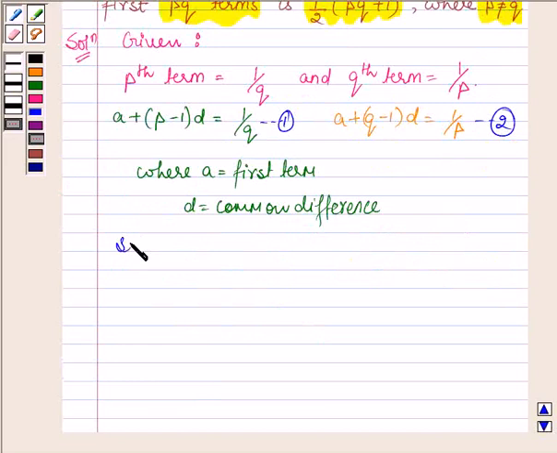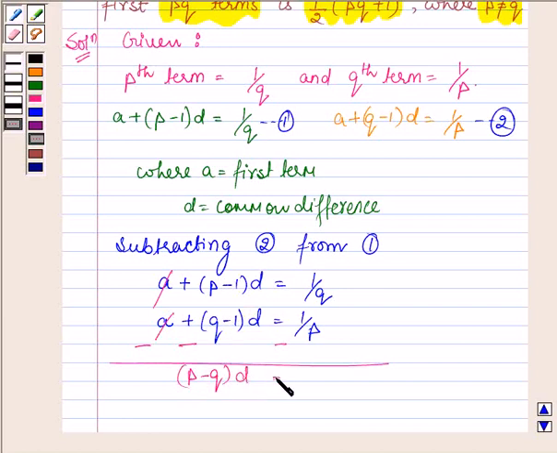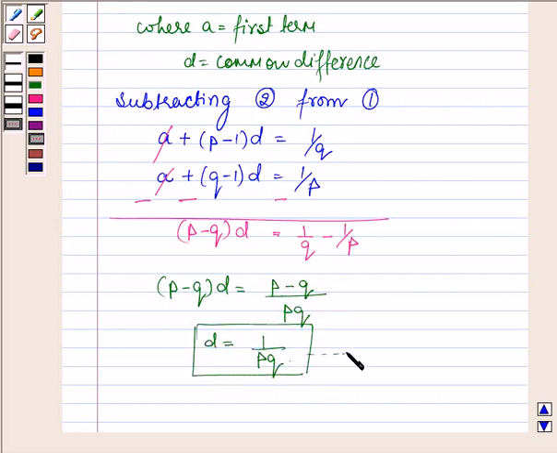So now, subtracting equation number 2 from 1. The first equation is A plus P minus 1 into D is equal to 1 upon Q, and we have to subtract the second equation from it, which is A plus Q minus 1 into D is equal to 1 upon P. On subtracting, A cancels out with A and here we have P minus Q into D. On the right hand side we have 1 upon Q minus 1 upon P, which further implies that P minus Q into D is equal to P minus Q upon PQ. So D is equal to 1 upon PQ. Let this be equation number 3.